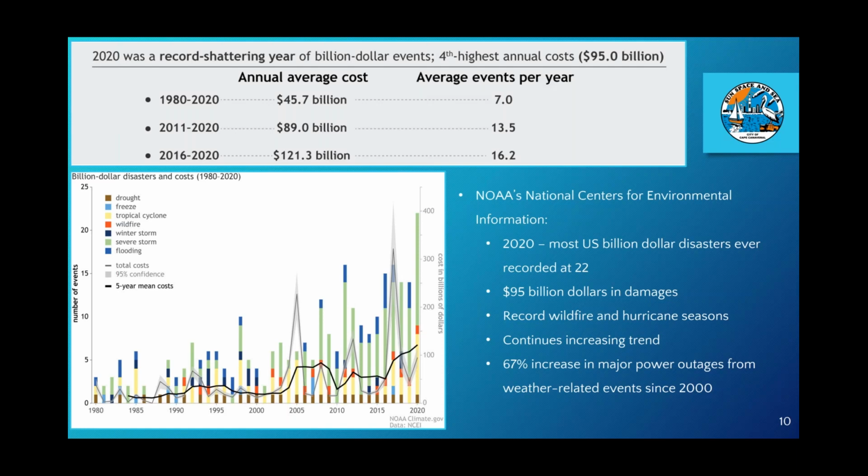The reasons for this increasing trend, as stated by NOAA's National Centers for Environmental Information, is, and I quote, "due to a combination of increased exposure, vulnerability, and the fact that climate change is increasing the frequency of some types of extremes that lead to billion-dollar disasters," unquote. Alongside these disasters is an increasing number of power outages. There has been a 67% increase in major power outages from weather and climate-related events since the year 2000. This statistic is important to remember, as I will come back to that in a moment.